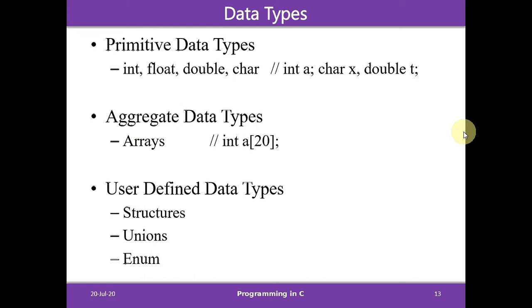Enum is the enumeration. Enumeration is the collection of same type of data. For example, gender may be either male or female or transgender, and the gender can consist of only these three values. It cannot contain other values.